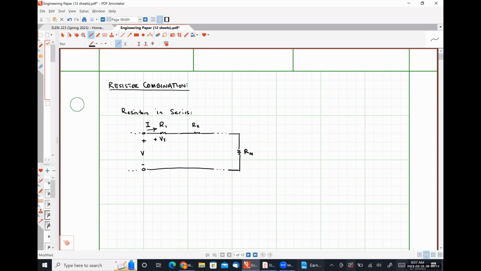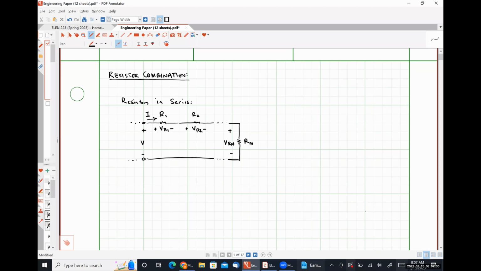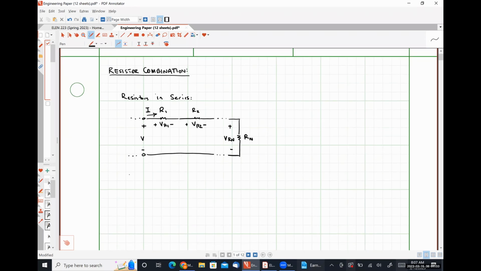So we have some voltage associated with resistor 1, VR1. Some voltage drop associated with resistor 2, VR2, all the way out to some voltage drop associated with resistor R sub N, like so. So if I write a Kirchhoff's voltage law equation around this loop, I will find that V, my known voltage drop over all of the resistors in series, is just going to be the sum of VR1 plus VR2 all the way out to VRN.